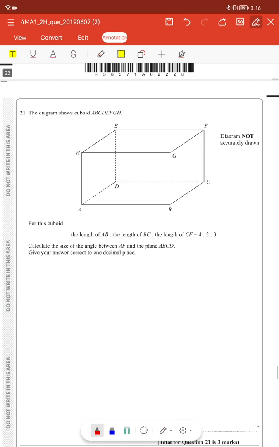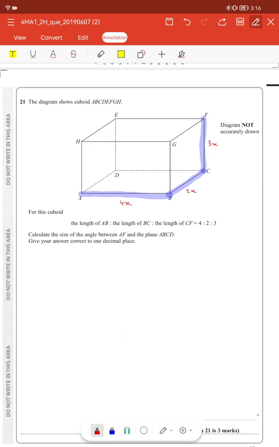Yes. For this cuboid, find the length AB to the length of BC to the length of CF. It gives us 4 to 2 to 3. Calculate the size of the angle AF and the plane ABCD. So over here, we know that if this is 4x, this would be 2x, and this would be 3x.